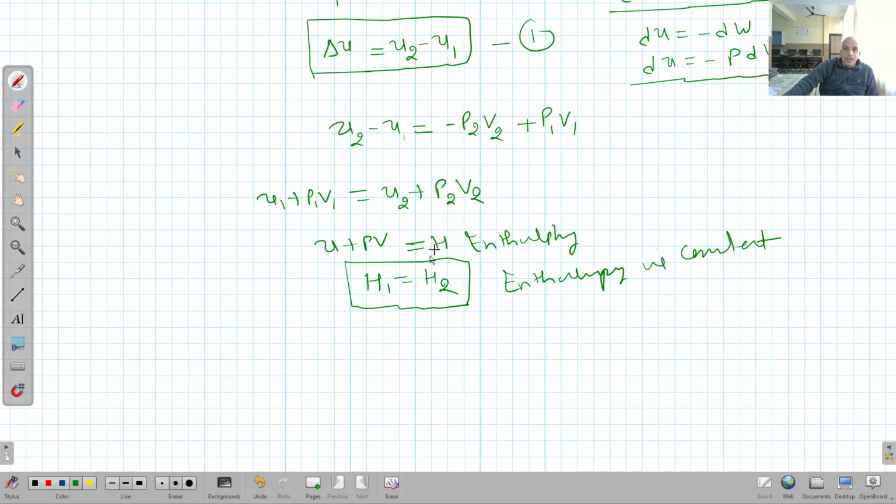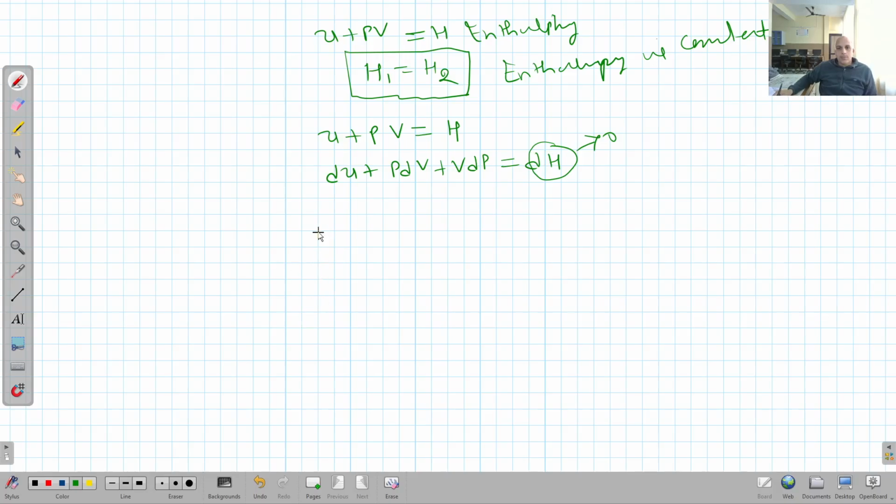Now we have this equation, U plus PV is equal to H. Clear? So if I differentiate it, dU plus P dV plus V dP is equal to dH. But as H is constant, dH is equal to 0. So I got dU plus P dV plus V dP is equal to 0. Clear? Now earlier we have written equation number 1, this is equation number 2.